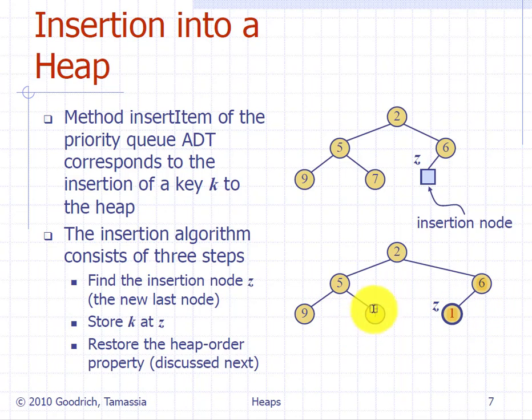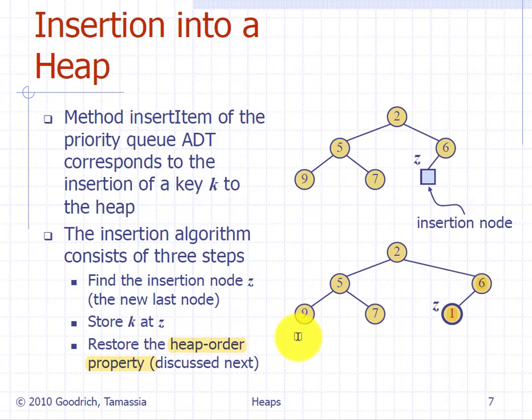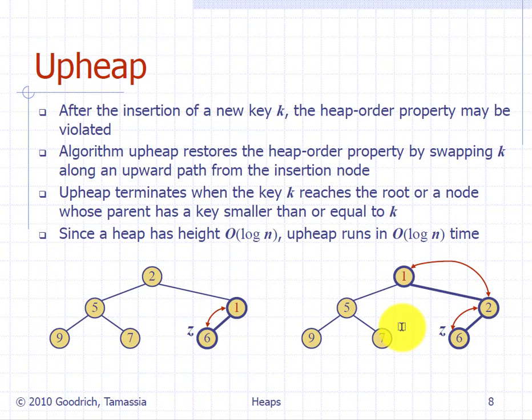So what do we do? Well, we just restore the heap order property by upheaping. So what do we do when we upheap? We add 1 at the bottom here. All we do is compare it to the parent, and if the parent is greater than the child, we just swap it. And so the 6 goes at the bottom, the 1 goes at the top. We call this upheaping. Now the pointer from our algorithm is pointing here.